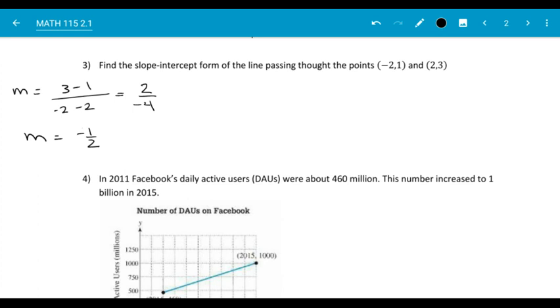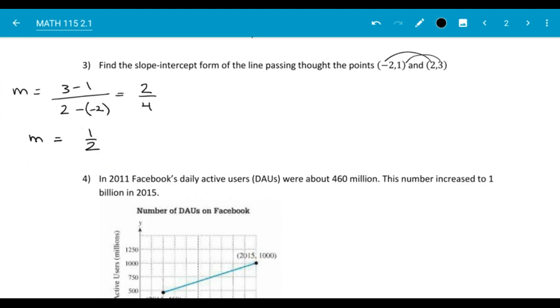Did I get that right? Let's see here. I think I messed it up. 3 minus 1, 2. Yeah, I flipped the order down here. Sorry. 2 minus negative 2 is going down there. That's actually a positive 4. So my slope is 1/2.